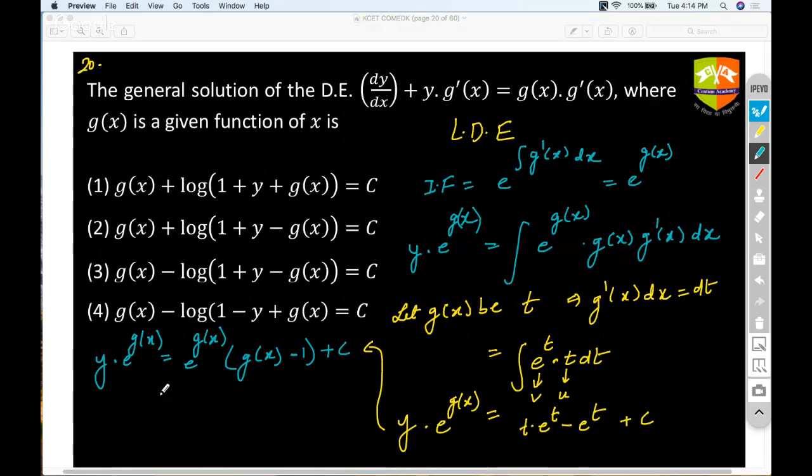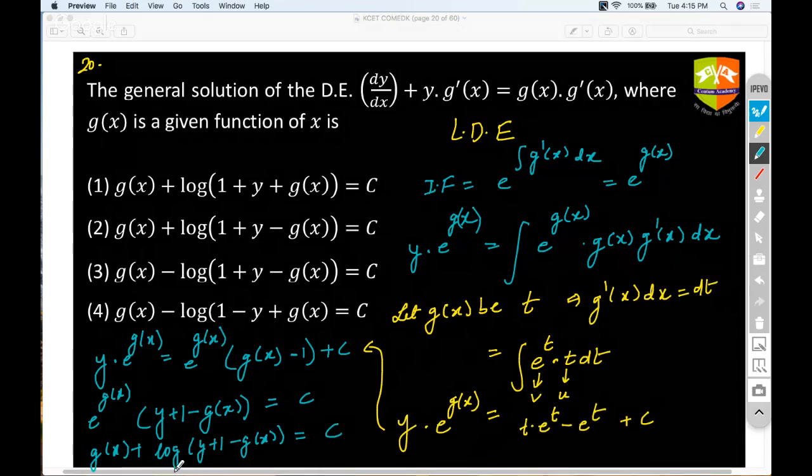Okay, so let me bring every term to one side. So e to the power g of x times y plus 1 minus g of x is equal to c. If you take log, it becomes g of x plus log of y plus 1 minus g of x is equal to log c, which is another c.